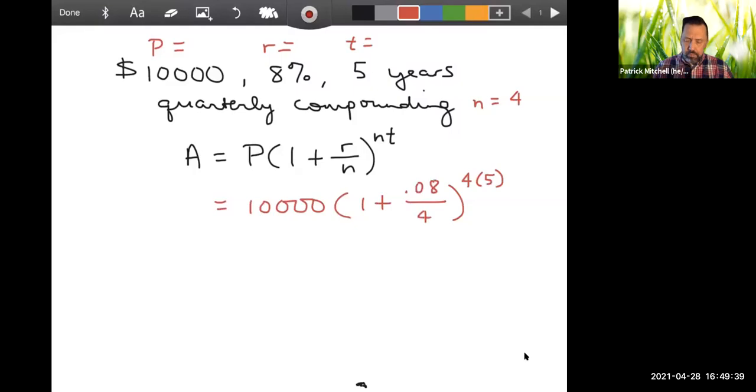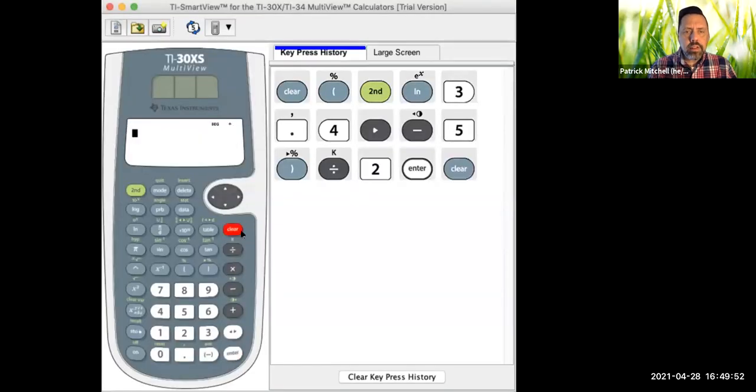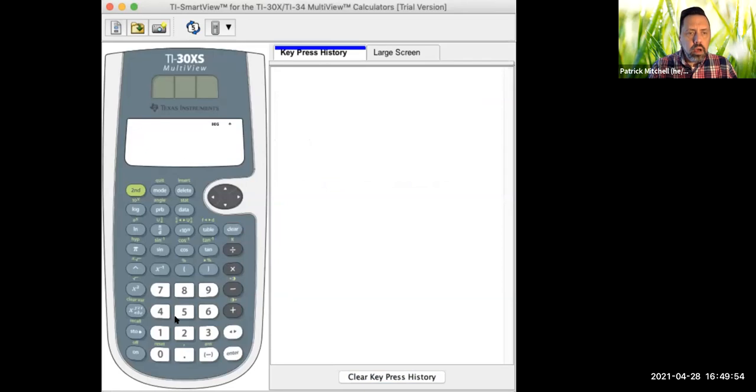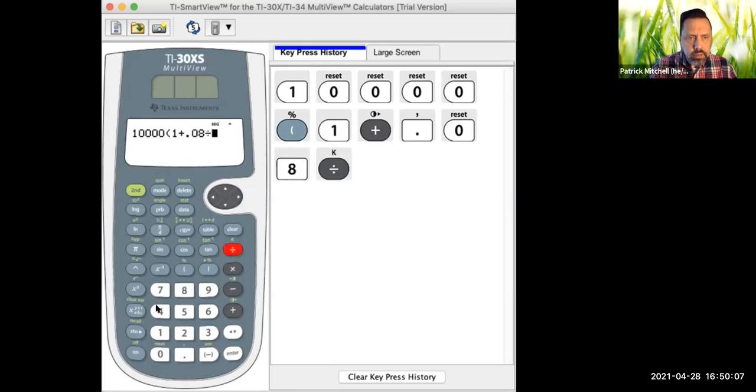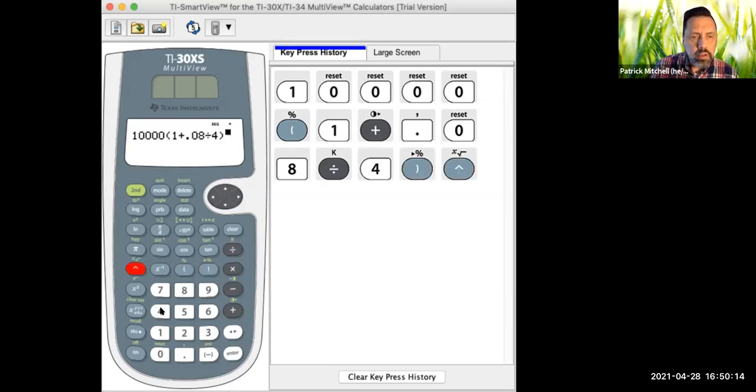All right. You know what? Let's just switch over to the calculator. I'll show you how you can put that all in the calculator all at once. Let's clear this out. Okay, so we have 10,000 times 1 plus 0.08 divided by 4. Okay, and then we have to raise that to the power 4 times 5.